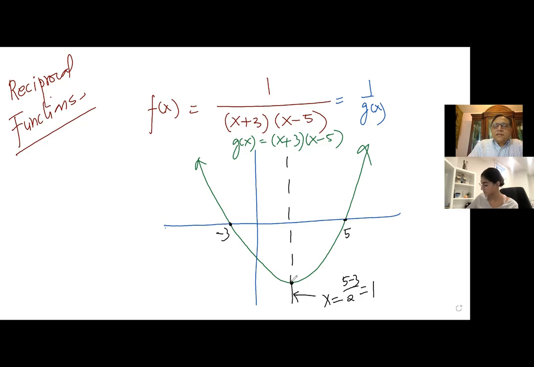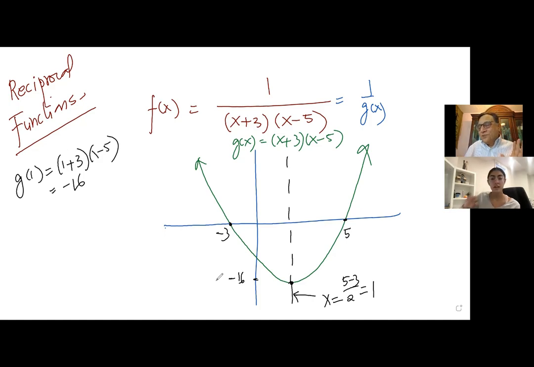So what is the vertex? Can you figure it out? The vertex is just you plug in 1 for x. So it's 4 times negative 4, so negative 16, right? So negative 16 is your vertex. Now, to be very clear, you only need these 3 points to sketch your reciprocal function. Correct? Yes.